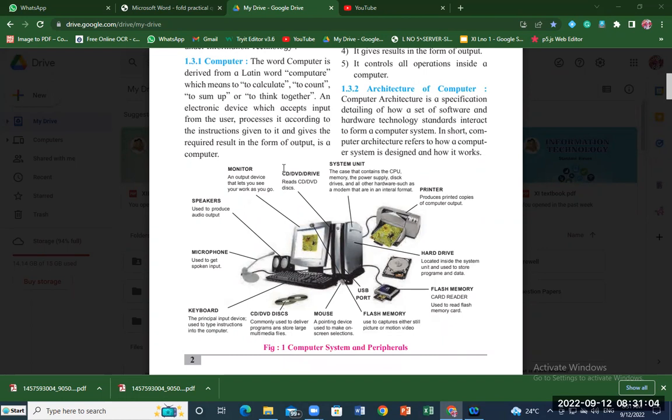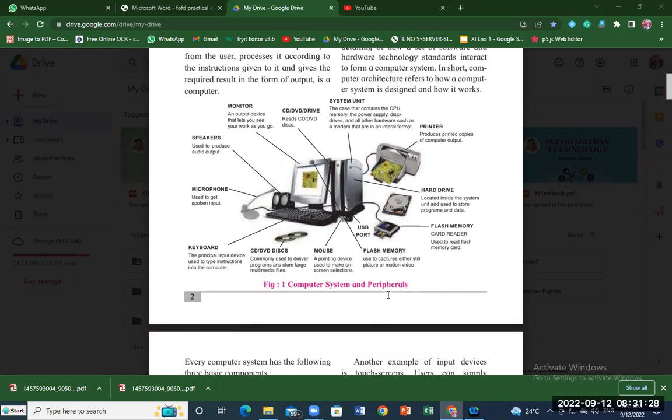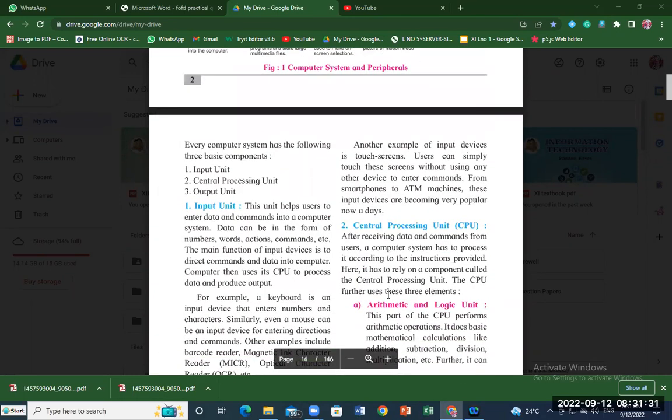Now, here you can see a monitor, speaker, microphone, keyboard, CDs, DVDs. Yes, this also we use, the CD, DVD drive. System unit, printer, hard drive, flash memory, right? Or USB port, mouse. These are the different devices, and many more, which you can use with the computer. You have OMR, you have barcode, you have OCR, right? So many different devices are there which you can use as computer system peripherals.